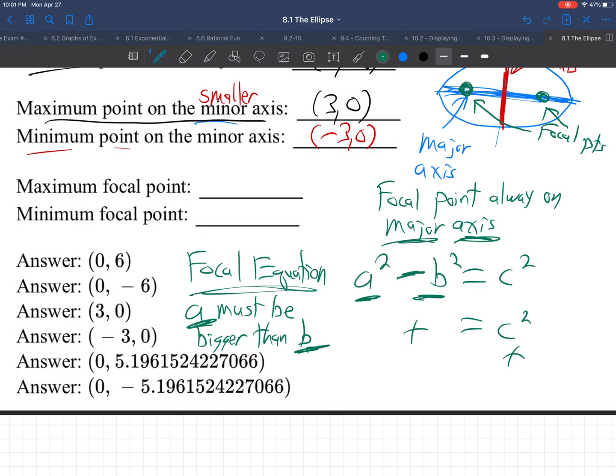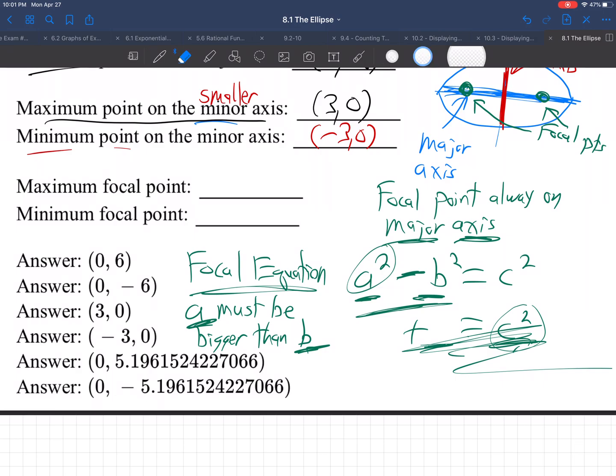Did that sentence make any sense? C squared is always positive, right? Because it's squared. Even if you put a negative number in there and square it, it's going to be positive, isn't it? So this side's positive, and it's equal to this other side, so the other side has to be positive. And the only way you're going to get this side to be positive is if you put the bigger number in the front. When you subtract two things, the bigger one has to be in front to make it positive.